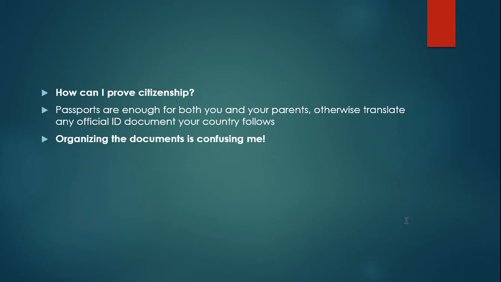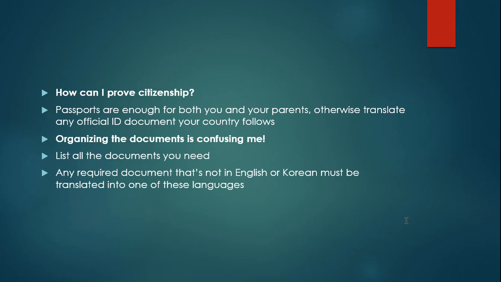Next, organizing the documents is confusing me, right? This is one of the hardest things in the entire application. So first thing you could do is list all the documents you need, and then pay attention to the requirements of NIIED and the requirements of your country, because some countries have different requirements. Any required document that's not in English or Korean must be translated into one of these languages. I say required documents only. You don't have to translate optional documents like your awards, for example. So take the required documents, go to a sworn translator, and then ask him to translate them as soon as possible.